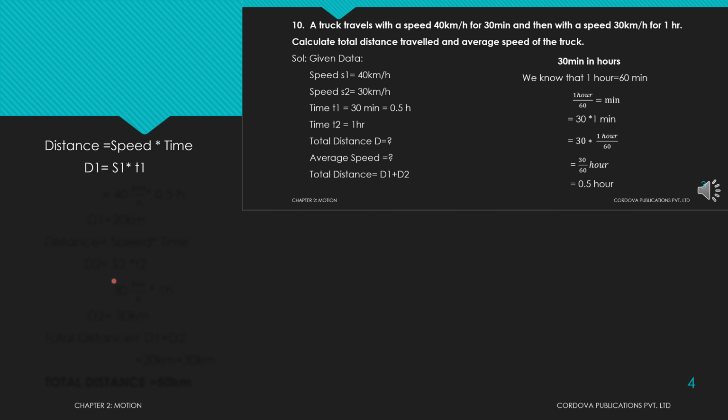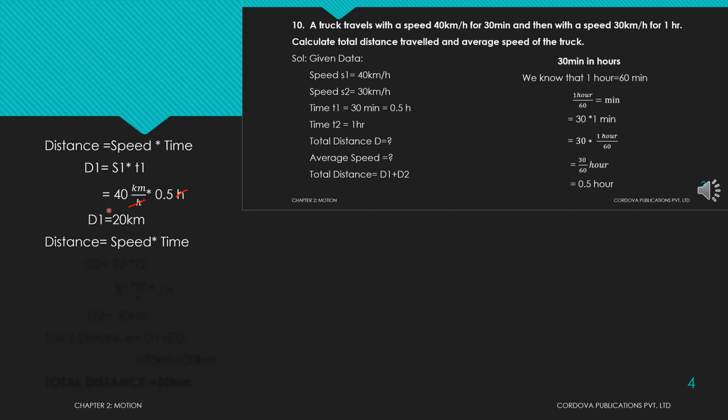Now just substitute the values over here. So what is S1? 40 kilometer per hour into, what is the time? 0.5 hours, right? See here children, look here. 1 hour is in the denominator and 1 hour is in the numerator. So you can just cancel it. So 40 kilometer into 0.5 will be 20 kilometer. Now you got the distance, that is 20 kilometer, right?